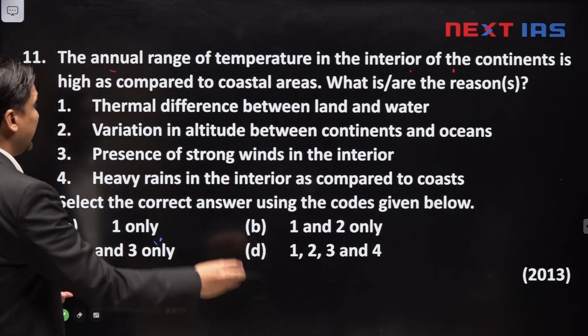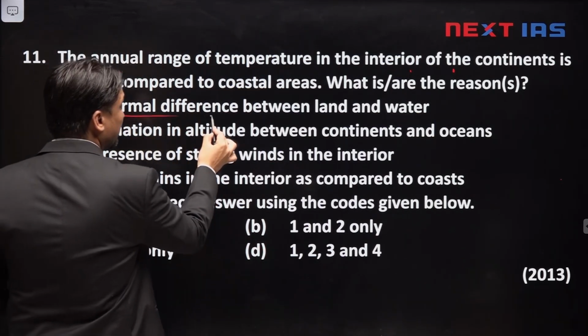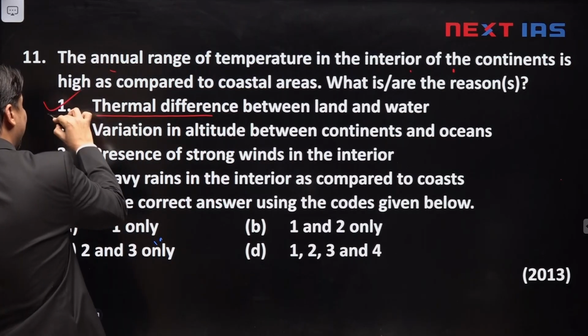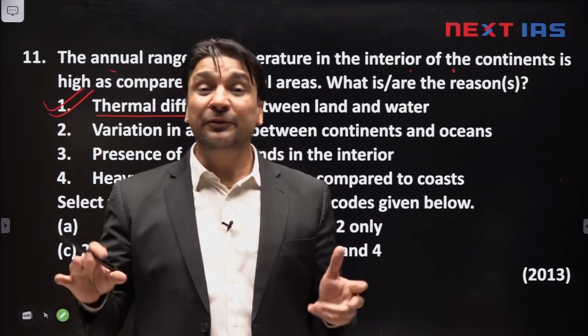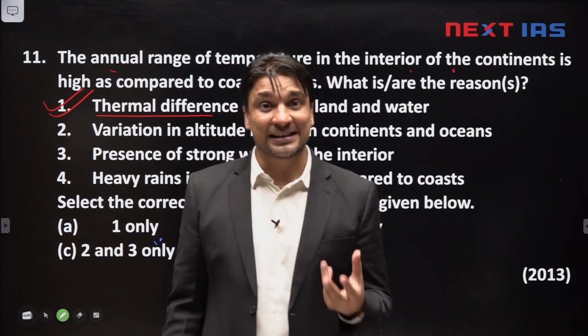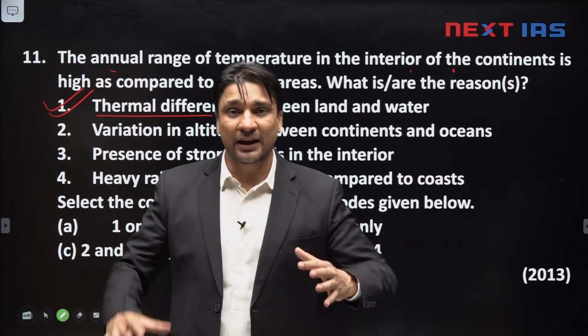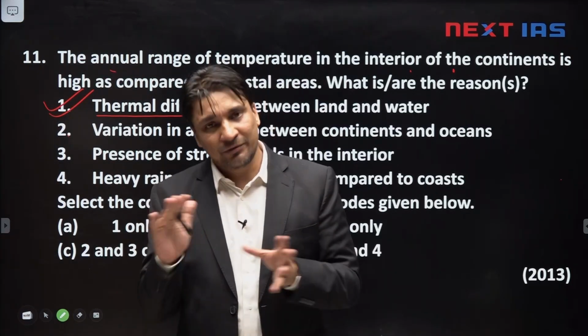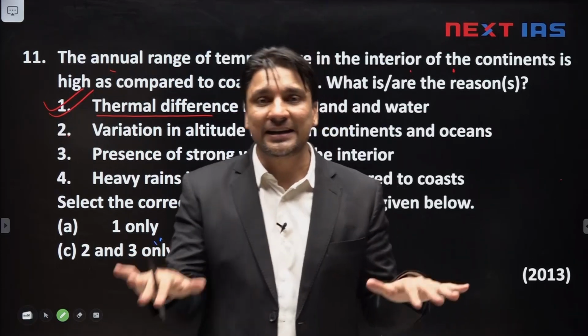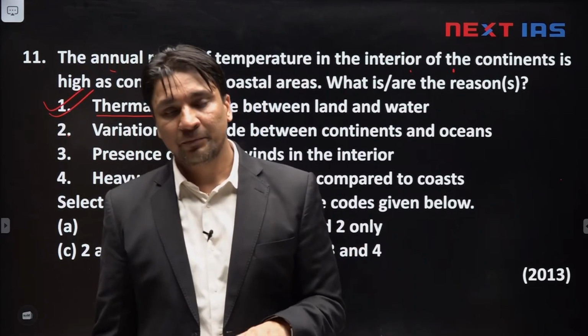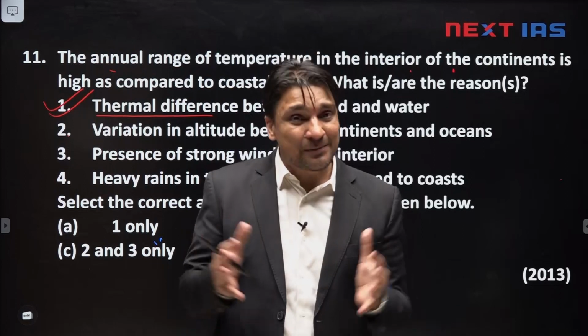The first statement is thermal difference between land and water. Definitely, this is correct. The land and water, they differ thermally. As I told you, water has higher specific heat. That's why the process of cooling during winter and heating during summer is very slow over the oceanic surface or water surface. Continental rocks have very low specific heat.